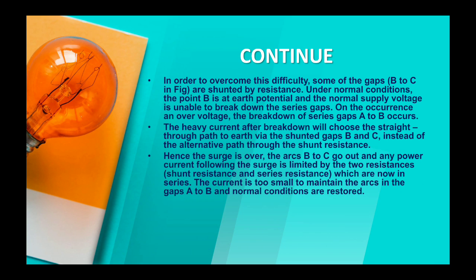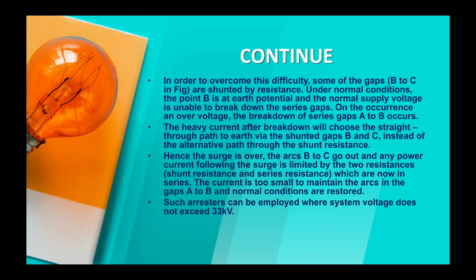Hence, when the surge is over, the arc B to C goes out, and any power current following the surge is limited by the two resistances, one the shunt resistance, another the series resistance, which are now in series. The current is too small to maintain the arc in the gaps A to B, and normal conditions are restored.